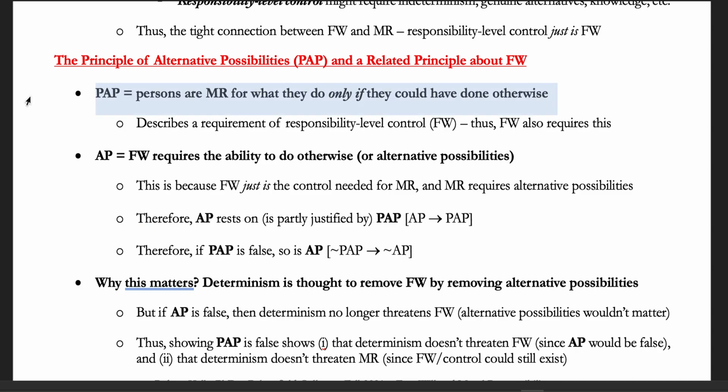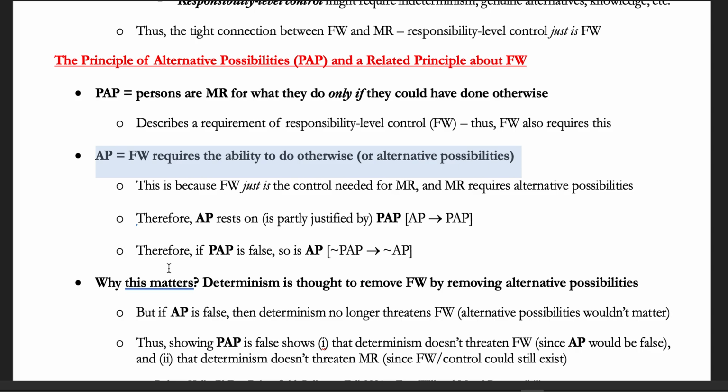Right? So objecting to PAP, as we'll see below, Frankfurt and then other people after him tried to show that PAP is false. They don't like this. They don't like responsibility requiring the ability to do otherwise. They're like, no, you can be responsible even if you can't do otherwise. And we'll see why they think that. But the reason they attack PAP is so that they can attack the AP. They can attack the idea that the control you need requires alternative possibilities. They think, no, you can have sufficient control over your actions even if you can't do otherwise. And that's this. And the way to attack that is to attack this.